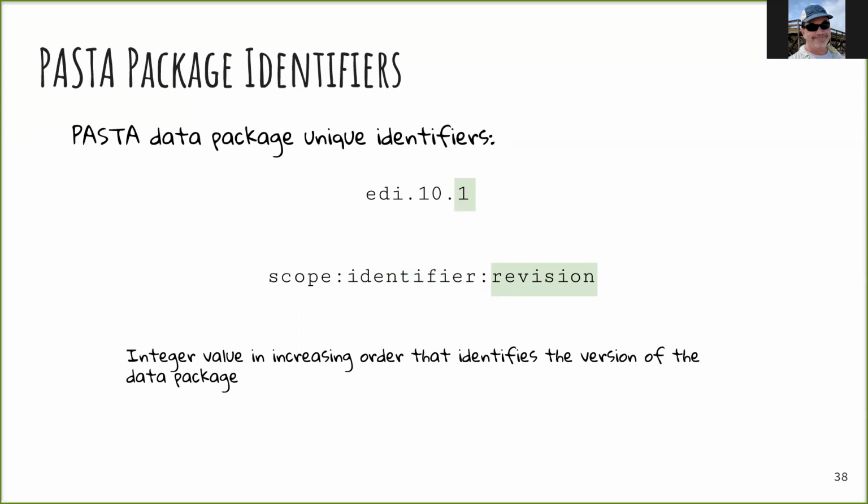And then finally, that last part of the identifier is the revision value. It also is an integer value in increasing order, and that revision value identifies the version of that particular data package. The only thing unique about this revision value is that it must be in increasing order, so subsequent revisions or versions must have a higher value for that integer value from previous values.